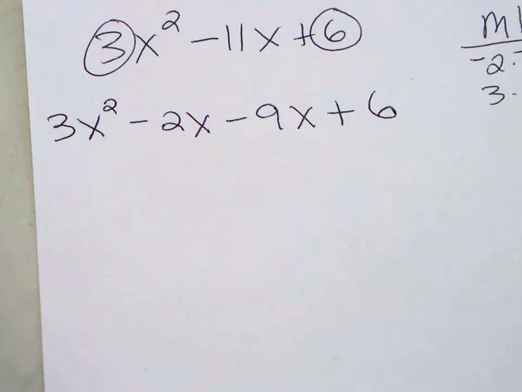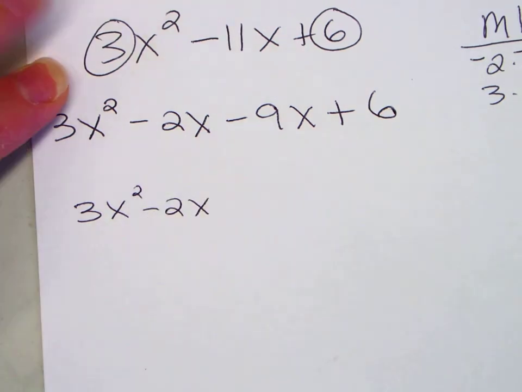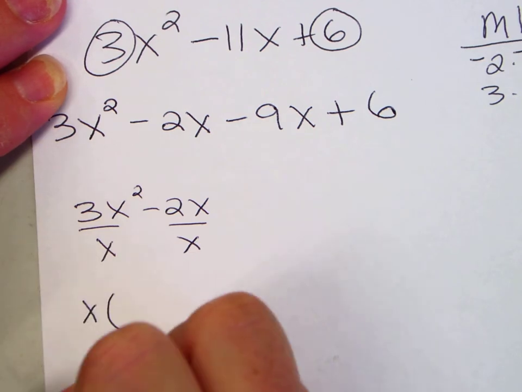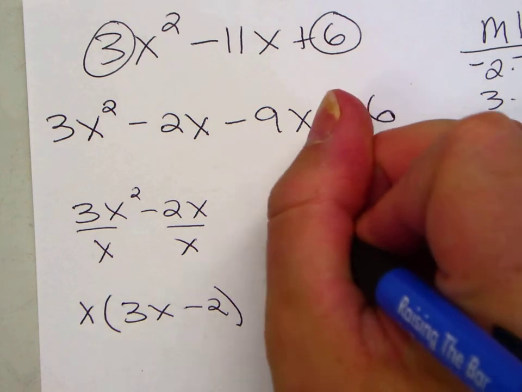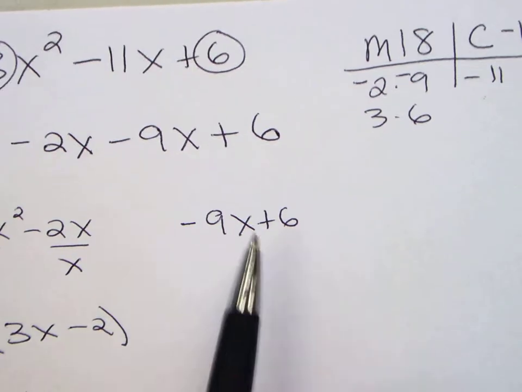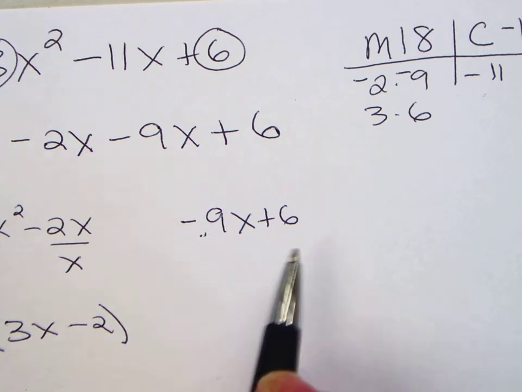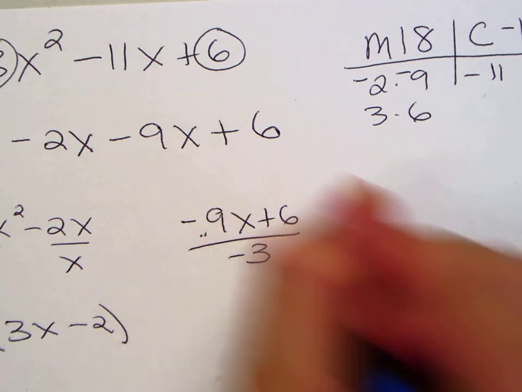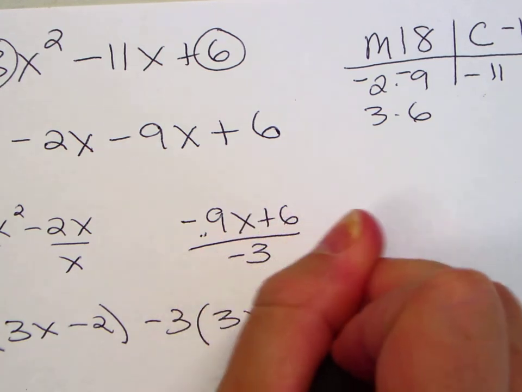So now we're going to do what we just did. Factor by grouping. What's the GCF of the first two? X. Divide by x, and you get x times 3x minus 2. And then take the second two. Negative 9x plus 6. Now, if the first term is negative, you're going to make the GCF negative. So the GCF is 3, but instead of just regular 3, we're going to do negative 3. So it's negative 3, and when you divide, you get 3x minus 2.